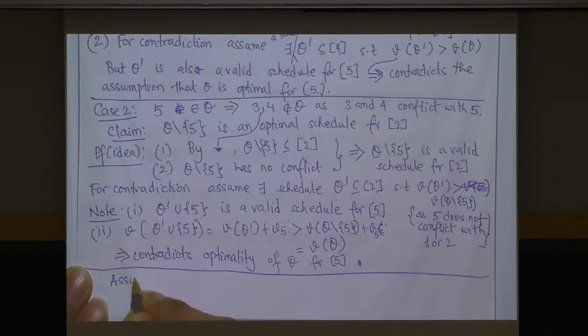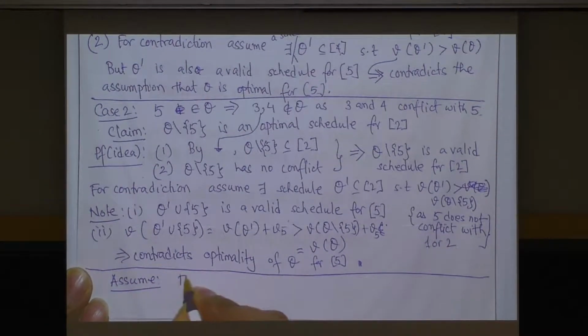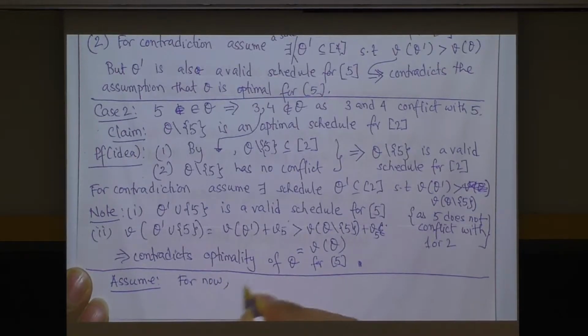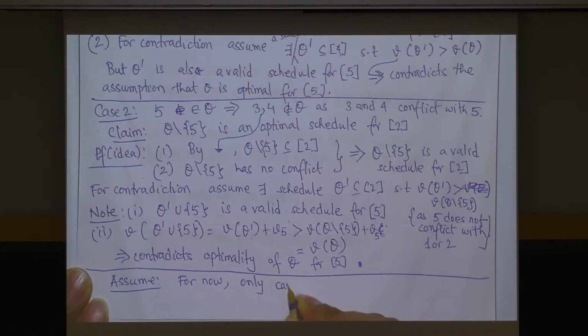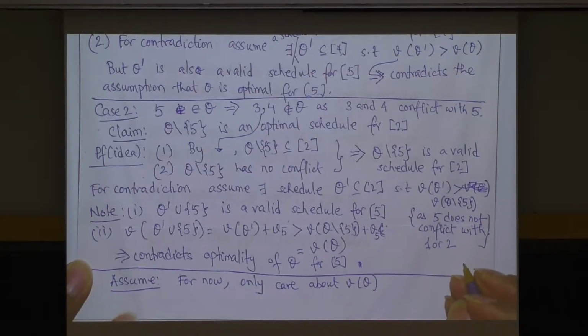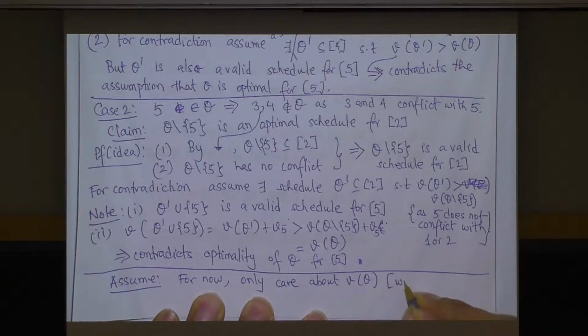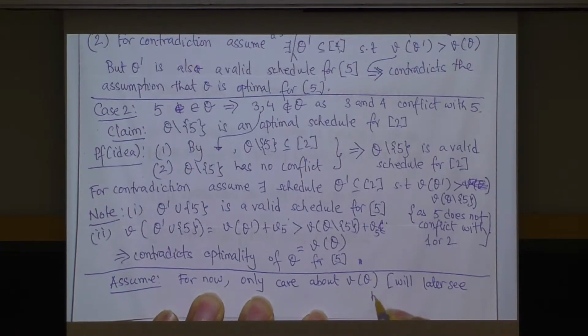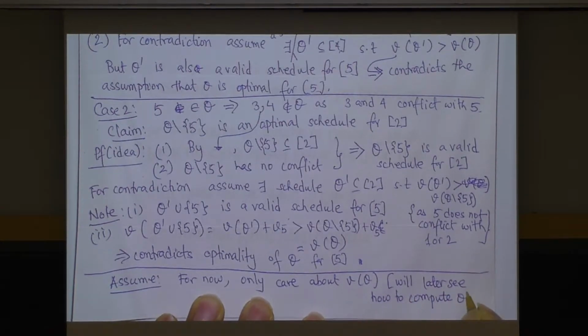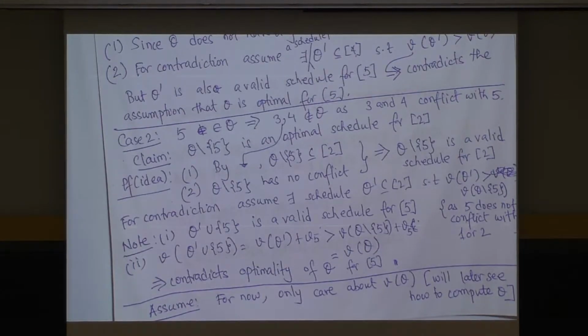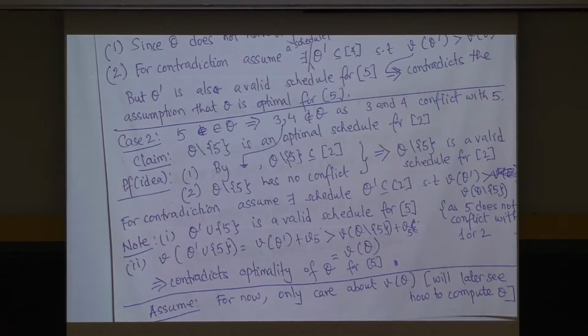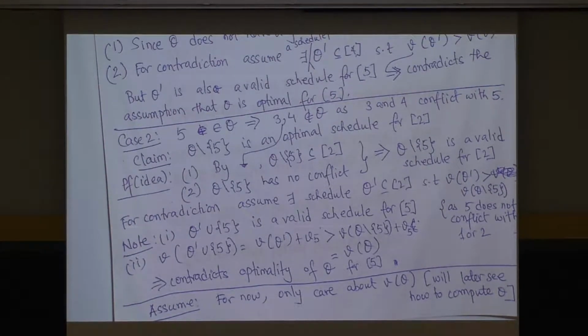So we're going to assume, at least for now, that we only care about the value of the optimal solution. And as I said, we will later see how to compute the actual thing. Again, this just makes our thought process easier. We just have to keep track of one value instead of a set. But we'll see how we can handle that.